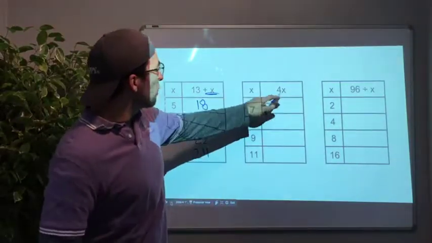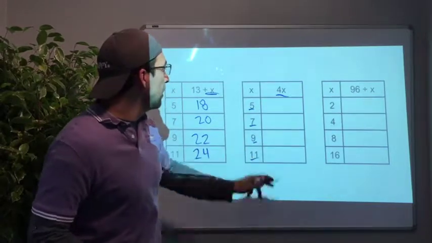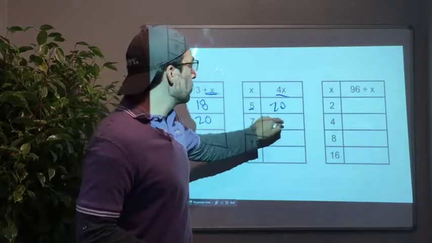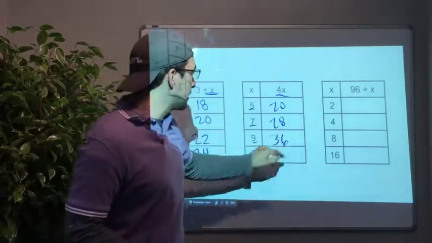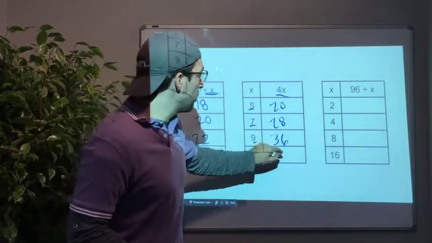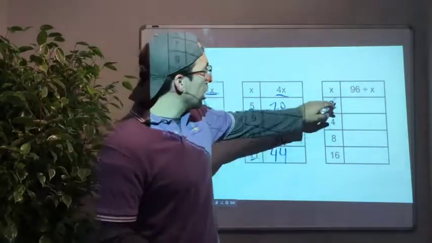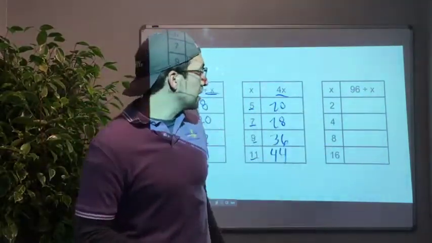Okay, so now we're multiplying for x. X is 5, 7, 9, 11. 4 times 5 is 20. 4 times 7, 28. 4 times 9, we know that, 36. 4 times 11, 44. Awesome. Okay, and then another chart. 96 divided by x. X is 2, 4, 8, 16.